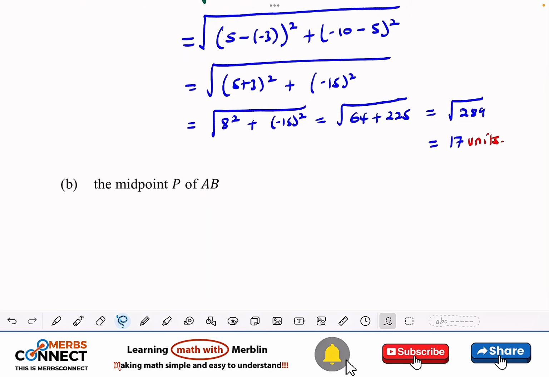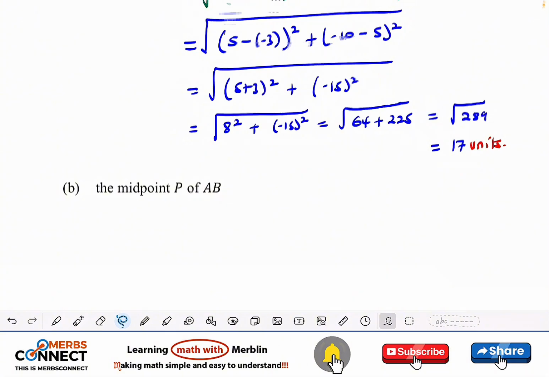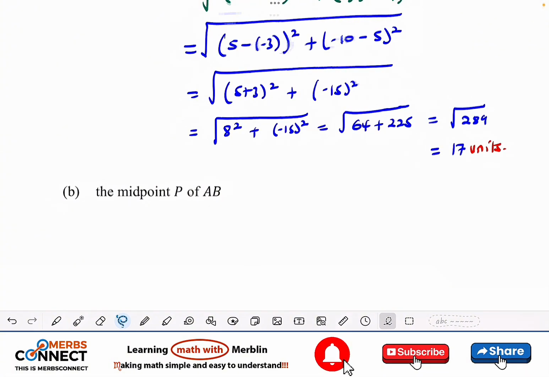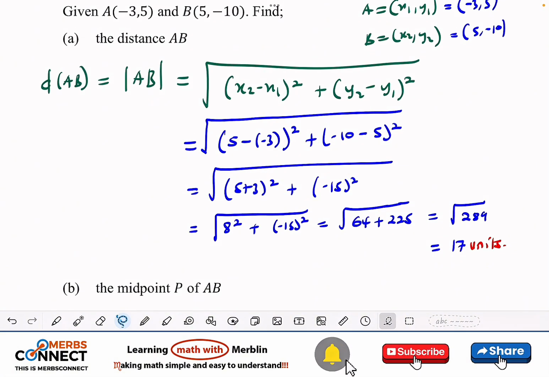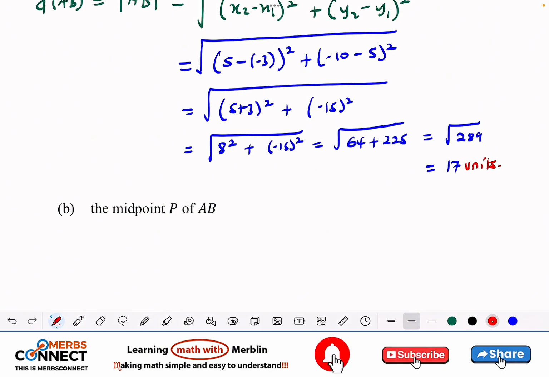Let's talk about midpoint. As soon as I say midpoint, if you know the formula already, then it's very simple, right? So we want to talk about the midpoint of A, and we are saying that that midpoint is P, right? So let's write it and see.